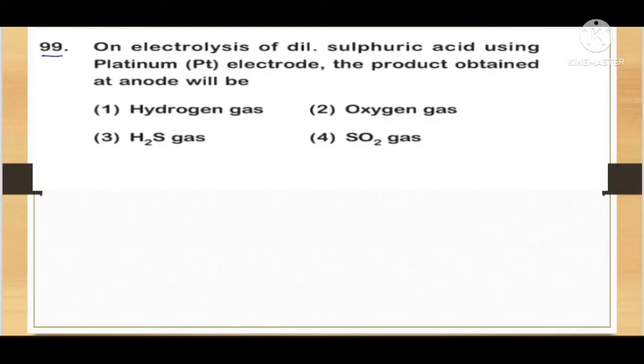Now let us discuss 99. On electrolysis of dilute sulfuric acid using the platinum electrode, the product obtained at anode will be. What will be the product obtained at anode among the four options? Now let us try to understand what we mean by anode and cathode.